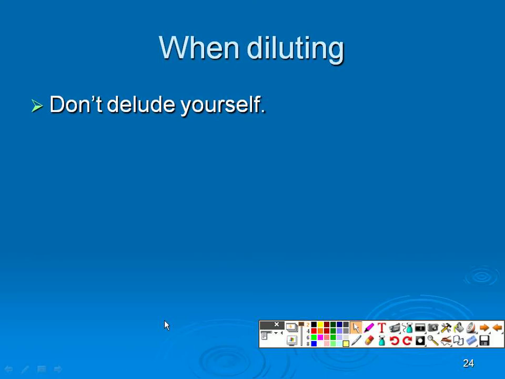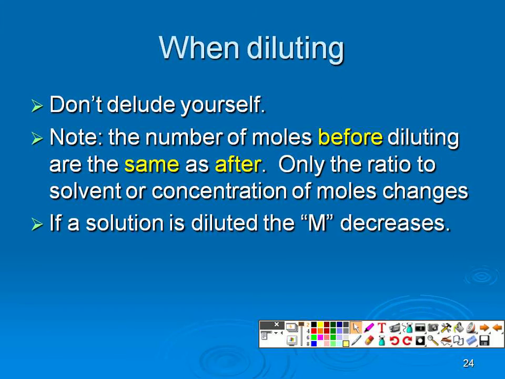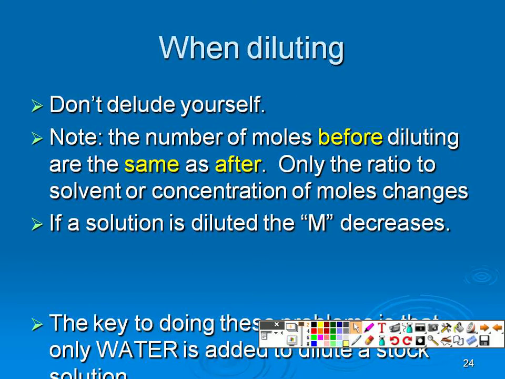When diluting, don't delude yourself. Note, the number of moles before diluting is the same as the number of moles after diluting. Only the ratio to solvent, or concentration of moles, changes. The actual moles are the same before and after. If a solution is diluted, the molarity decreases. That means you get a smaller number.